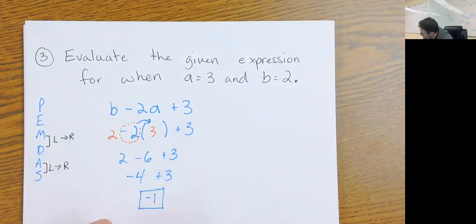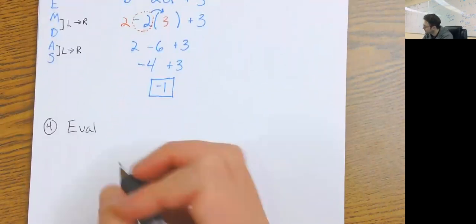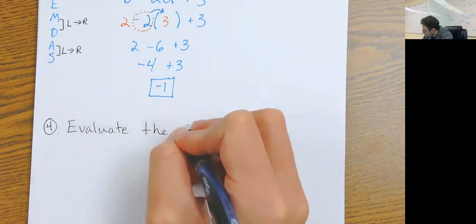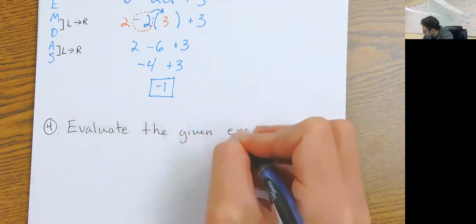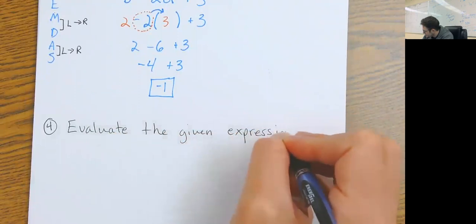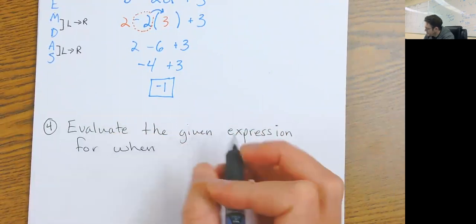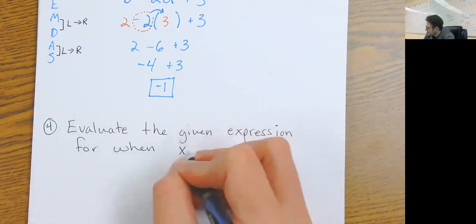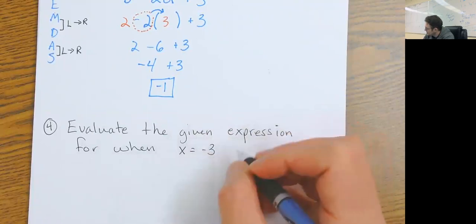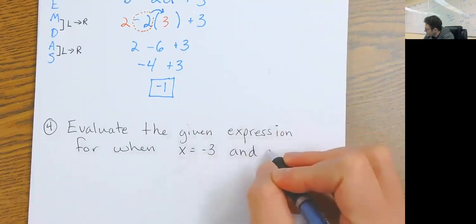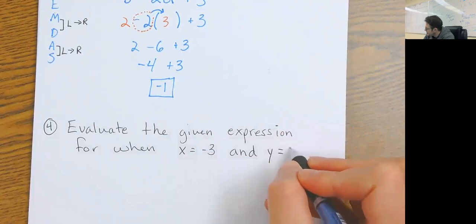Let's do one more, actually. I don't need to go to 10 examples. Let's just do one more. So evaluate the given expression for when x equals -3 and y equals, say, 20.